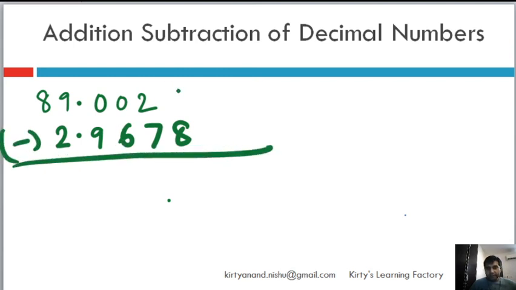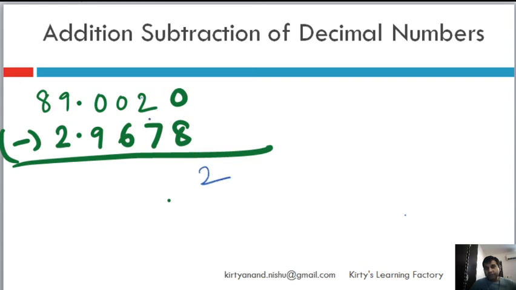I can put a 0 here, we discussed it. Now I have to subtract. Obviously I will start from here. So this is 0 minus 8. Can I subtract 8 from 0? The answer is no. So I will take 1 carry from here and make it 10, right? When I take 1 carry from here, this number becomes 1 and this becomes 10. So 10 minus 8 is 2.